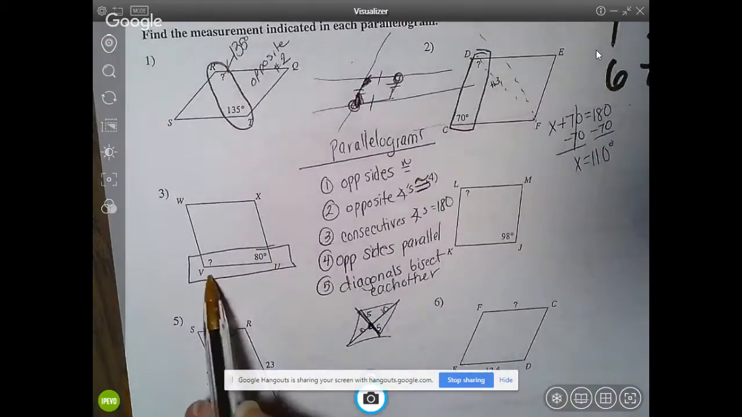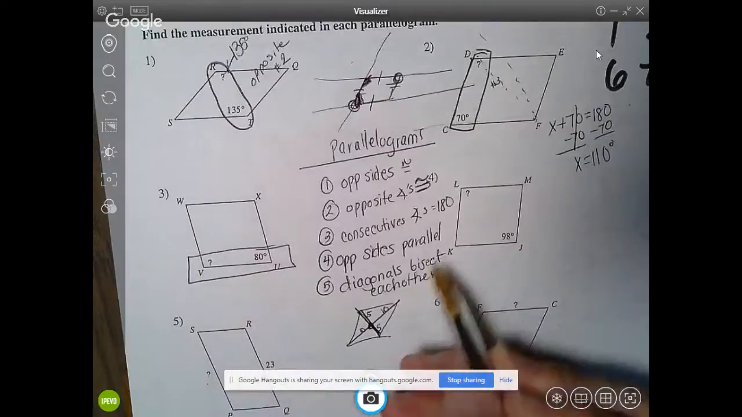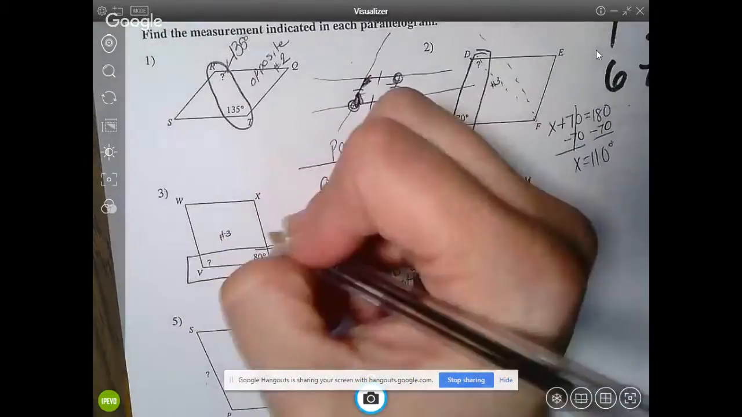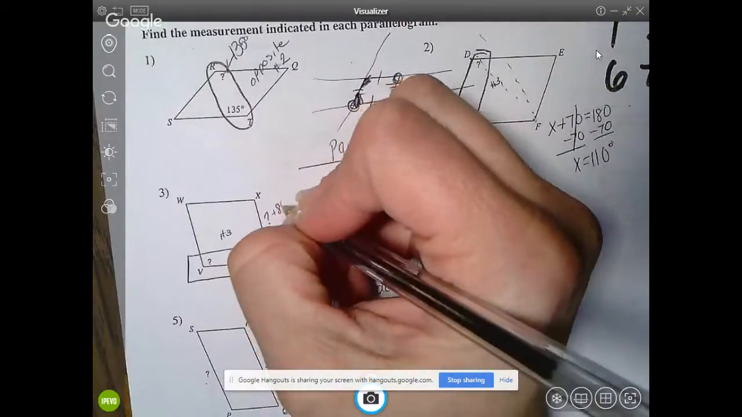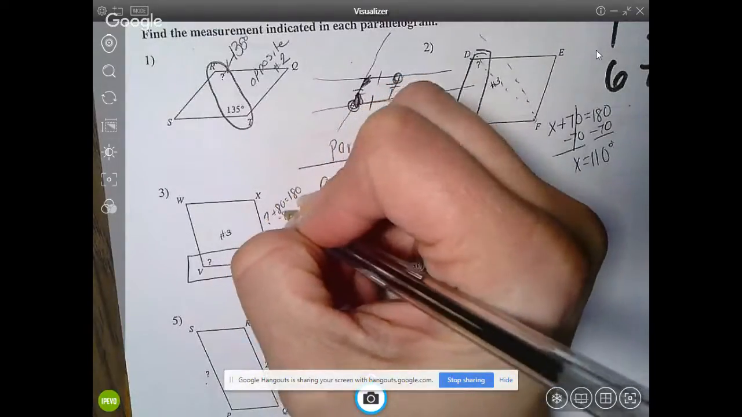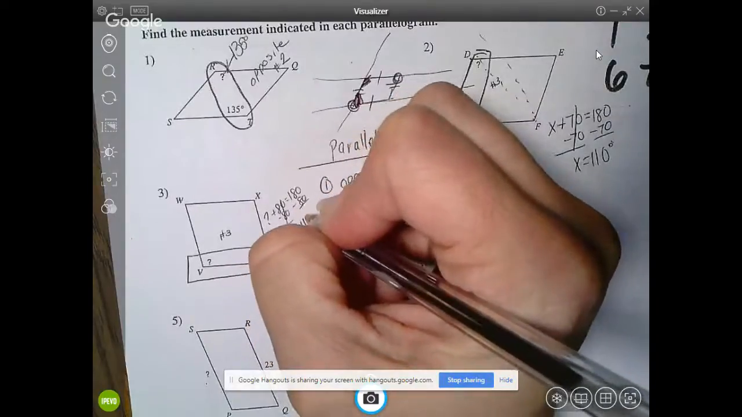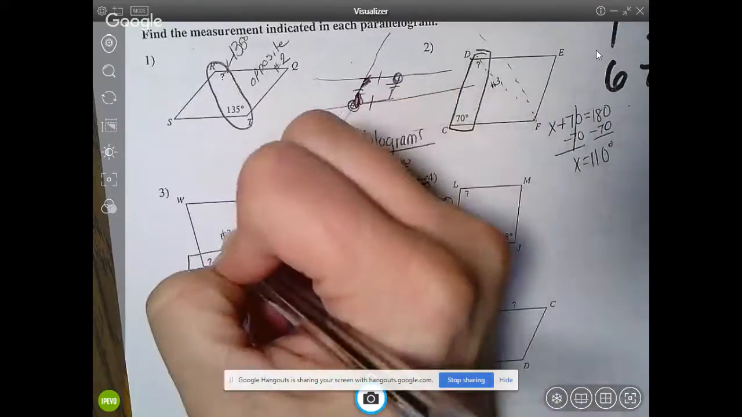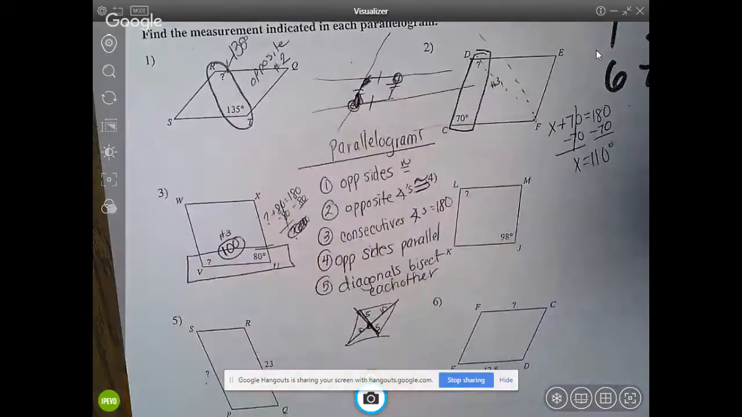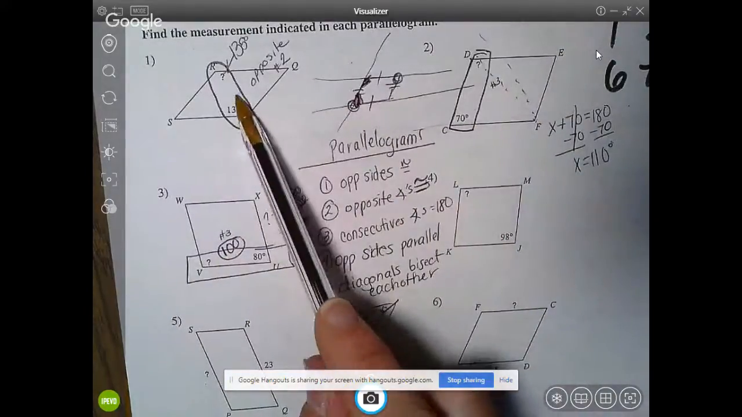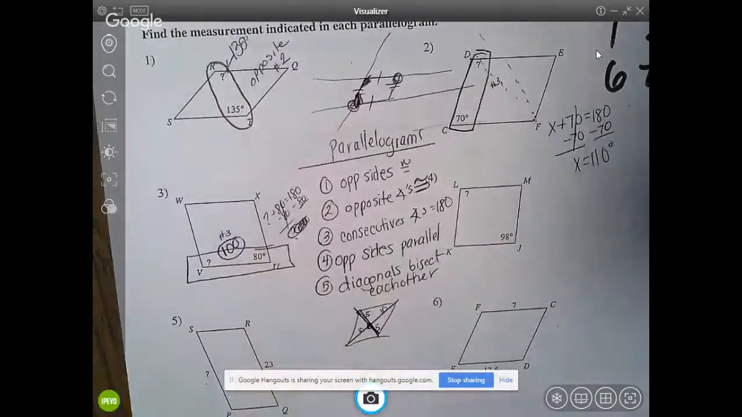So these are consecutive. Because they're consecutive, we know because of number 3, they have to equal 180. So if I have question mark plus 80 equals 180, subtract the 80 from both sides, question mark equals 100. Except I'm writing it as 110. So opposite is like you have to go on a journey across the park. Same side is as you're touching the same line.